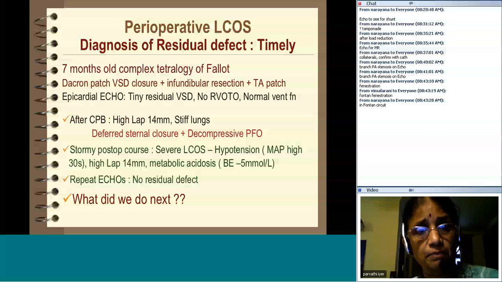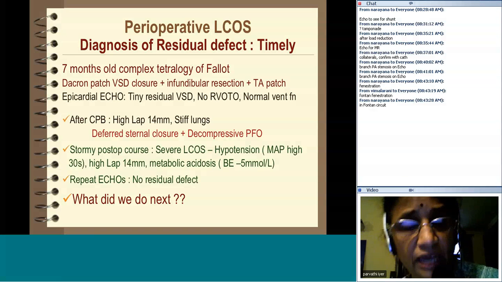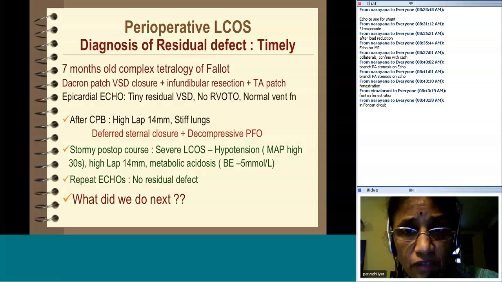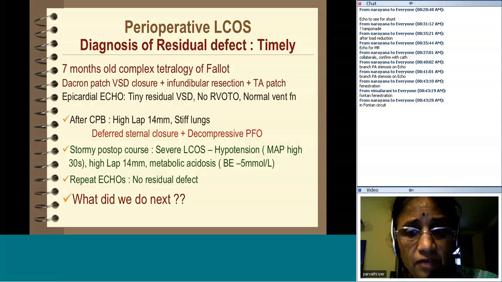Epicardial echo showed a tiny residual VSD, no RVOTO, normal ventricular function. After CPB, when they were separating from CPB, the left atrial pressures continued to remain high. The lungs were very stiff, so the sternal closure was deferred. A decompressive PFO was also made. The initial post-operative course was very stormy.